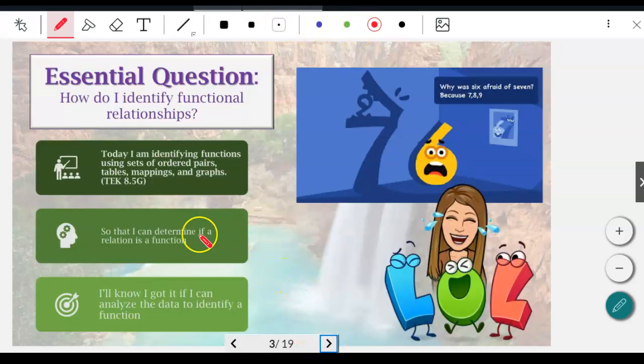And so we've got an essential question: how to identify functional relationships. Today I am identifying functions using sets of ordered pairs, tables, mapping, and graphs so that I can determine if a relation is a function. I'll know I got it if I can analyze the data to identify a function.